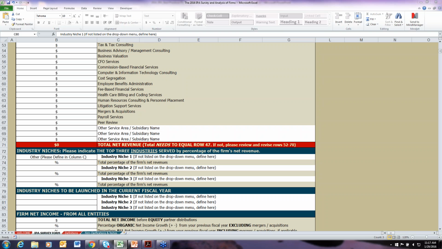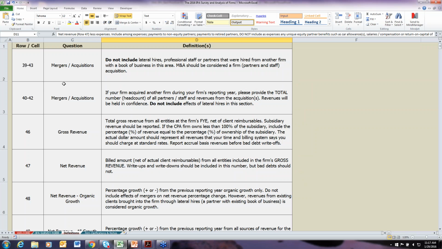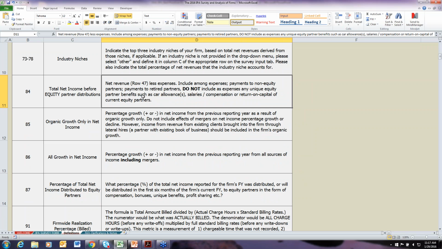All right, seeing none, let's look at the firm net income starting on row 84. In row 84, we're looking for the total net income of the firm prior to any equity partner distributions. Let's again jump to the definitions tab for clarification. So we're looking for row 84. You can scroll down here. This is the section on total net income before equity partner distributions.